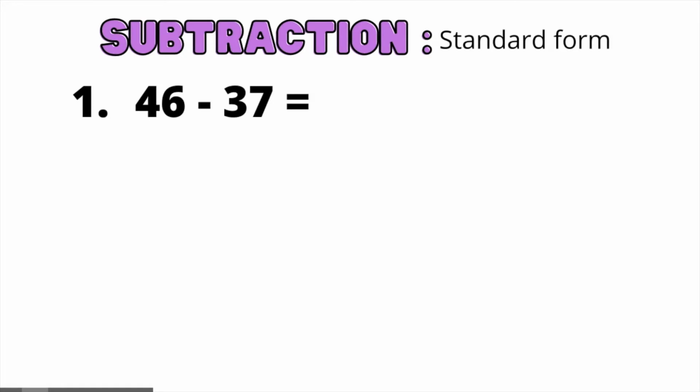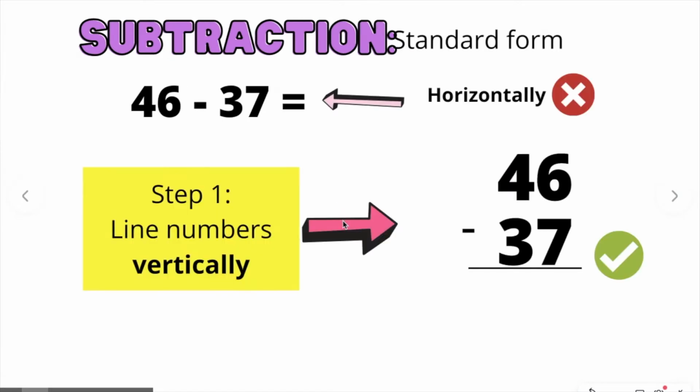The first way, standard form. When you see an example like this, 46 take away 37, this is not a great way to subtract because this is horizontal. You need to first change it to vertical, going like this. So this is not the correct way. This is the correct way.